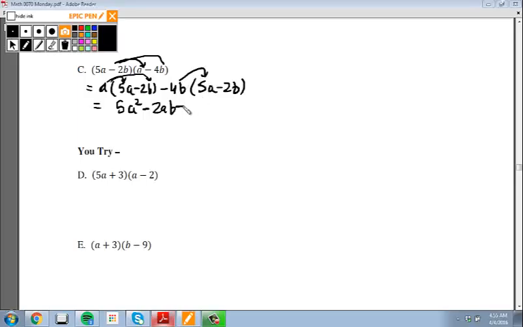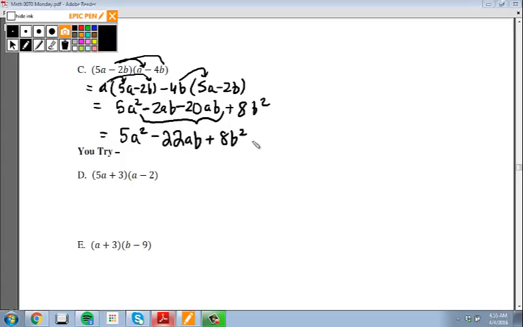So the same thing here. I'm going to write minus 20ab instead of minus 20ba. And then I have minus 4b times minus 2b. That's going to be a positive 8b squared. Here are my two like terms to combine in the middle again. So minus 2ab minus 20ab is minus 22ab. And then plus 8b squared. Kaboom!